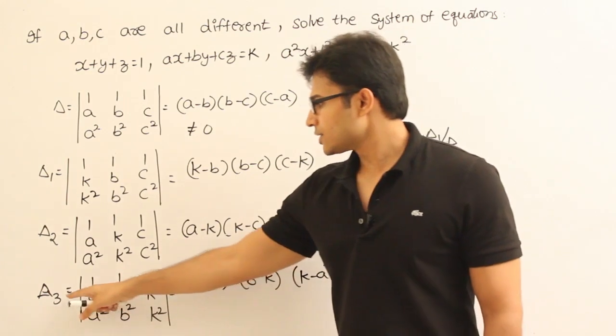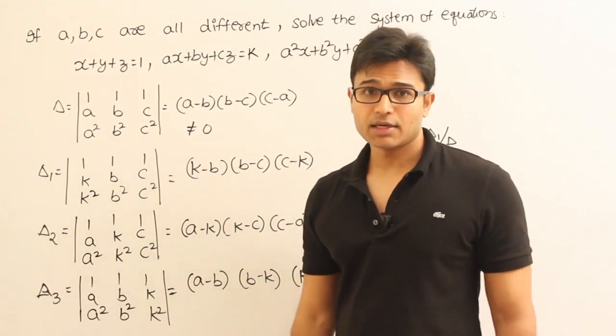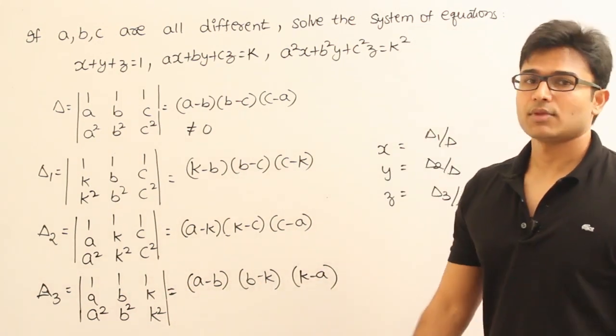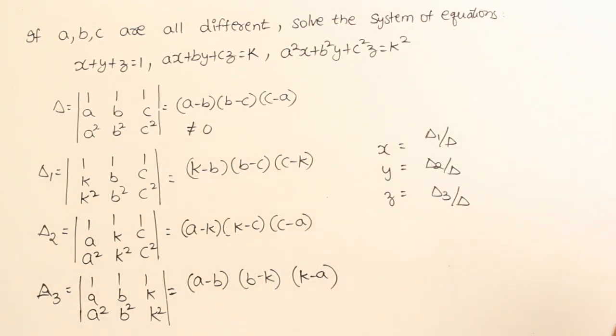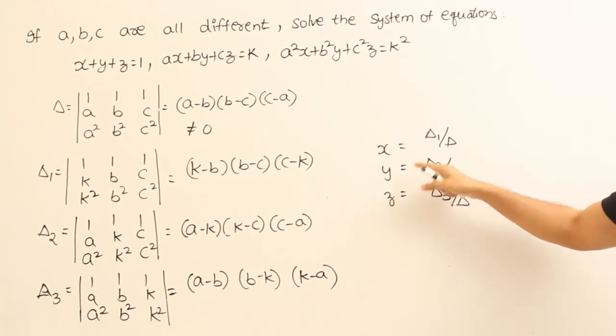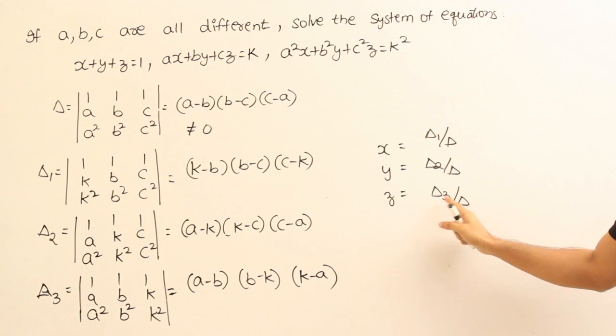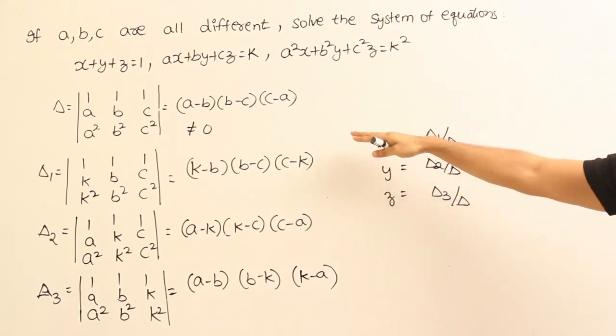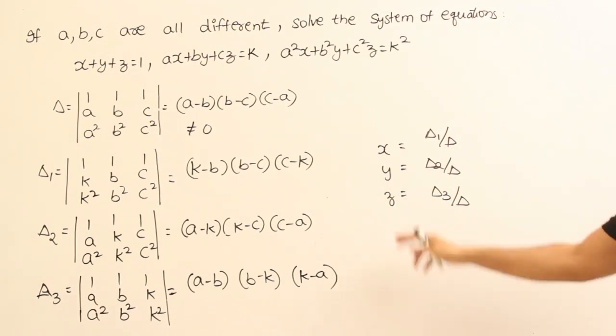And again, delta 3 is nothing but replacing the third column with 1, k, k square. Again, in place of c there is k. So just replace k there. Alright? Okay. And after solving it, it is clear that x, y, z, you can directly write them as delta 1 by delta, delta 2 by delta, and delta 3 by delta, right? So this is the answer. You have to just write the terms, substitute them here, and that is how we solve it.